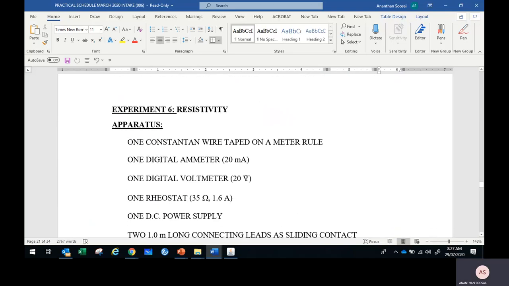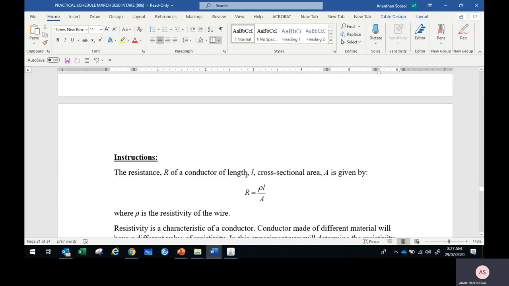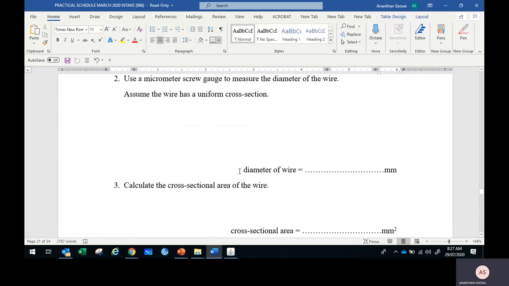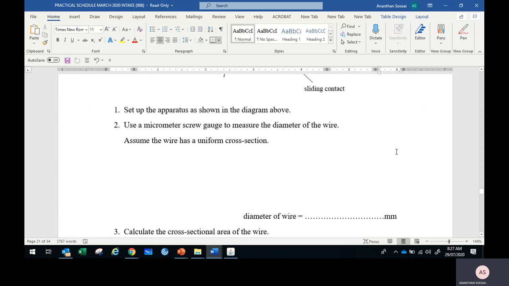Next, yesterday's experiment, resistivity. So rho equals RA over L, and this is the circuit you fixed. Assume the diameter of the wire is in mm. How many dp do you write? What instrument do you use? Use a micrometer screw gauge, which is 0.01 mm, right? So this should be 2 dp. Whatever reading you write here is 2 dp. If you get 1.5 mm, you must write 1.50.